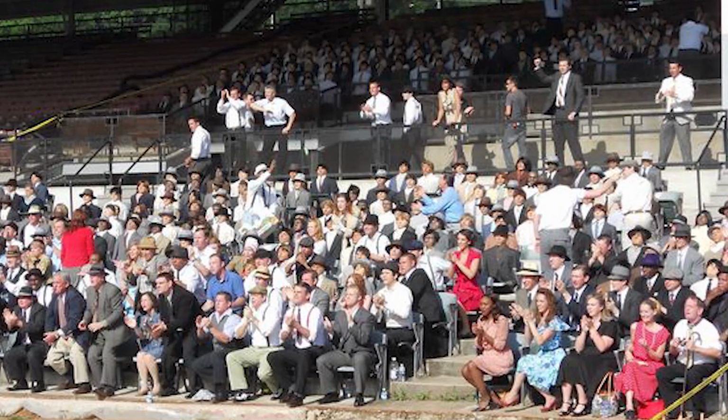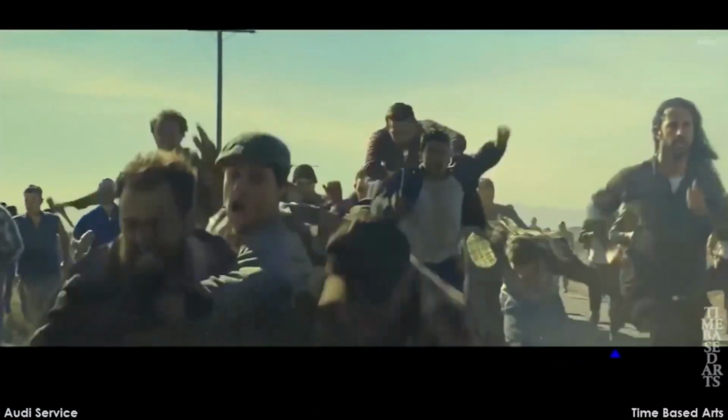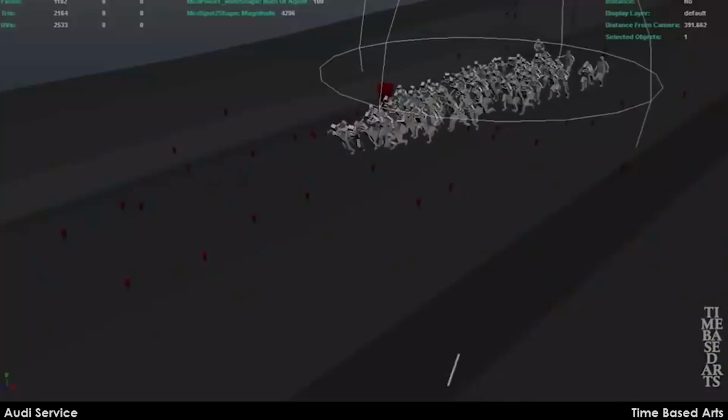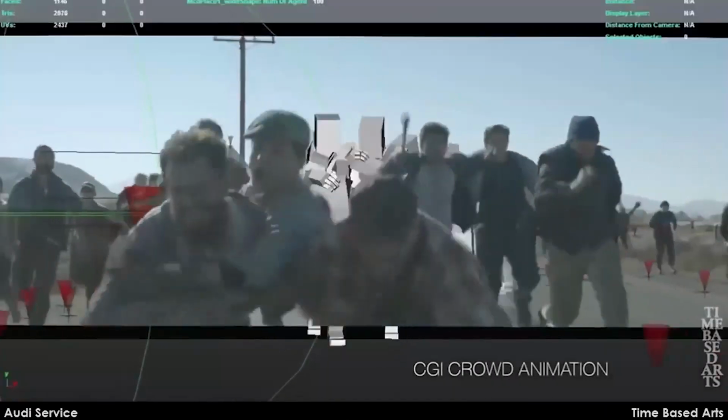so your crowd is going to be a little lifeless. What directors do in this case is throw in a few moving people in the crowd, and that usually throws off the audience.